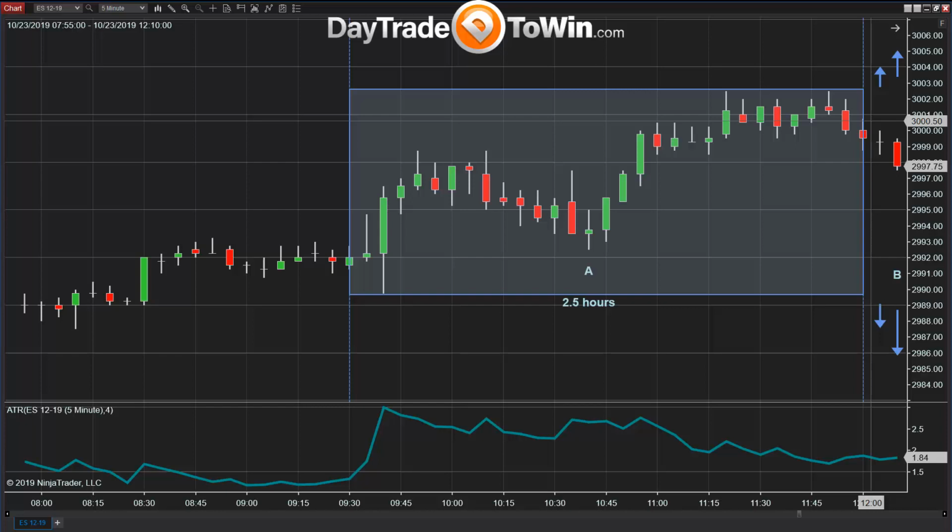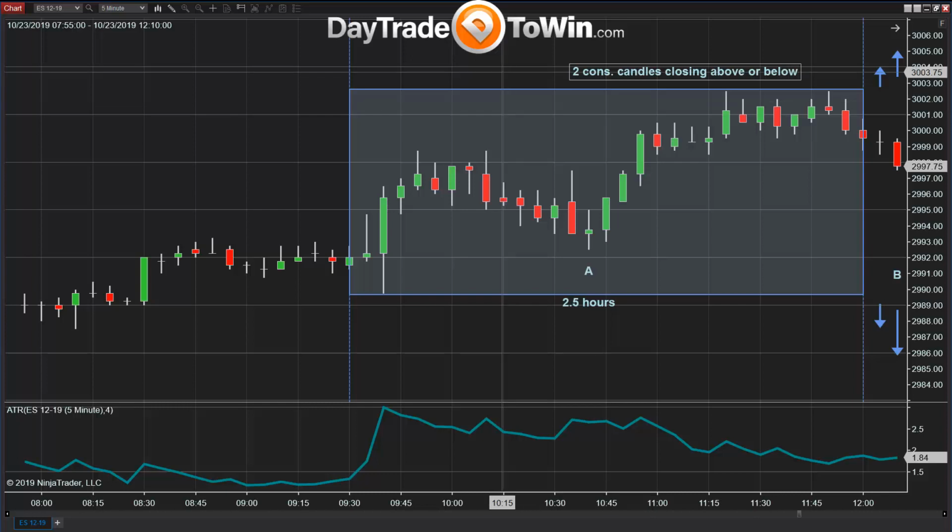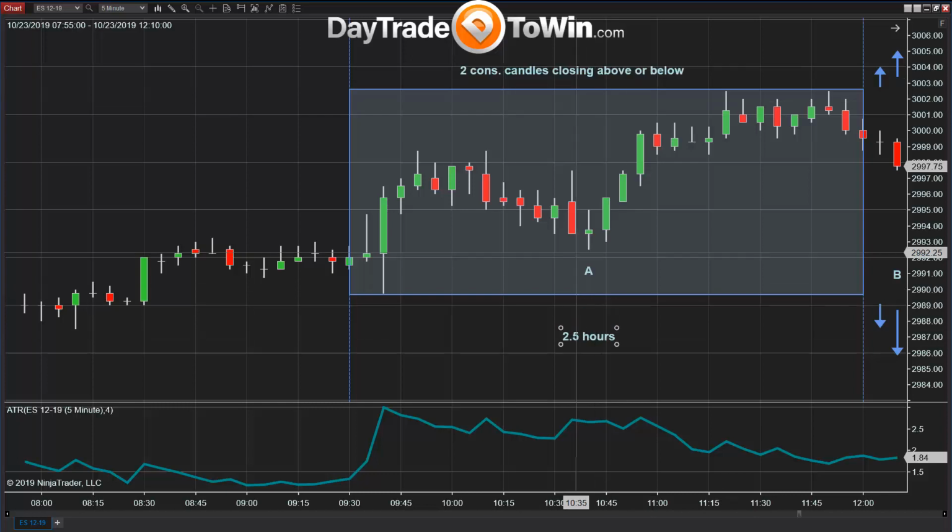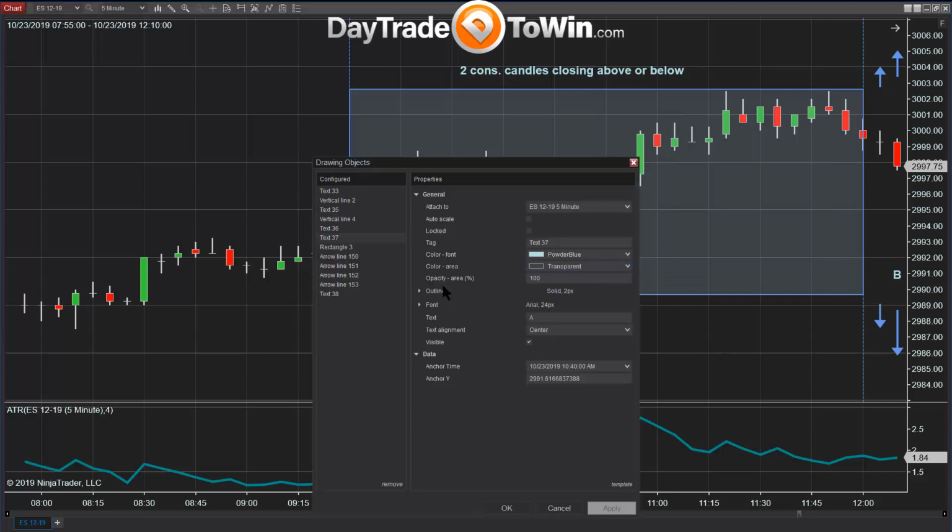And the rule to this, and I'll show you the software that's included with this, is, I mean, a lot of traders modify these rules, but the way that I like to look at it is 2 consecutive candles closing above or below the A range. All right, so the first 2.5 hours is the A range. Let's see if I can make that a little bit larger.